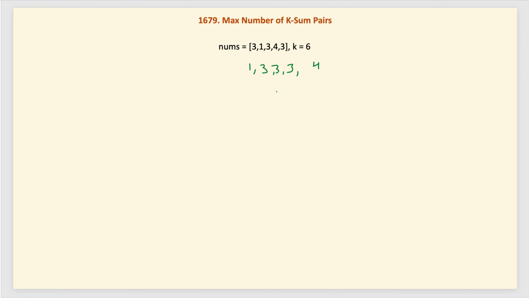So what we can do is use two pointers. Start one pointer, left L, from here and right R from here. We will run a loop until L is less than R, because we need at least two numbers. And we will check if nums of L plus nums of R is less than k. In that case we will move L towards the right.